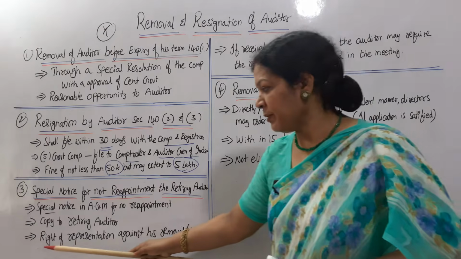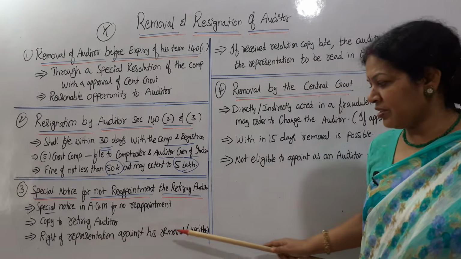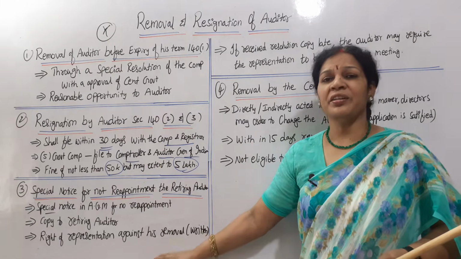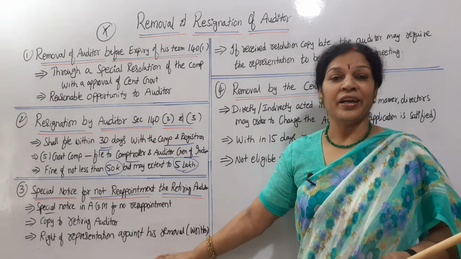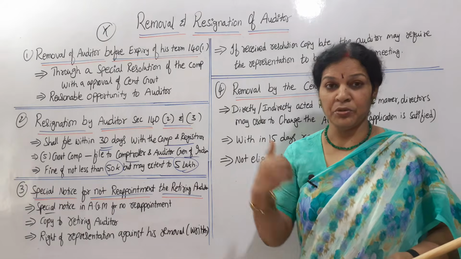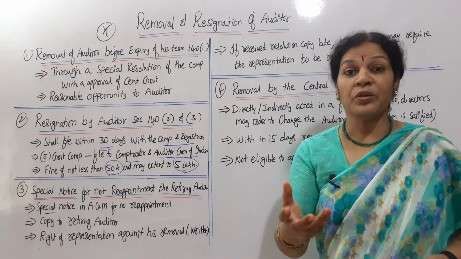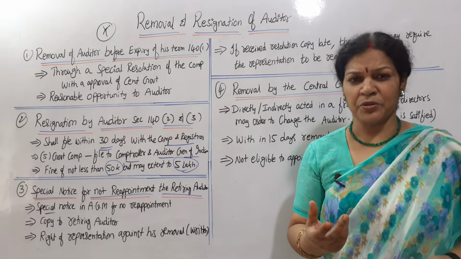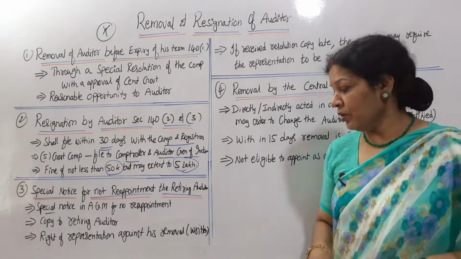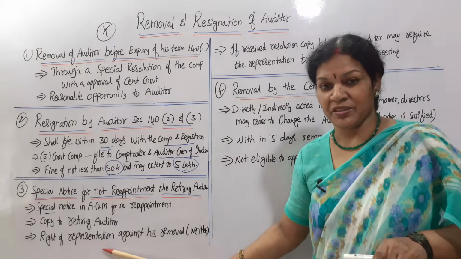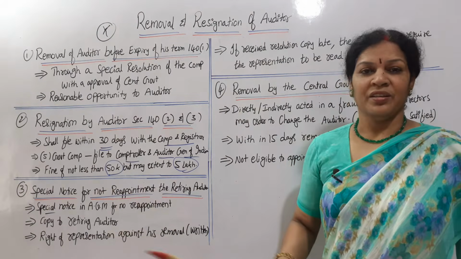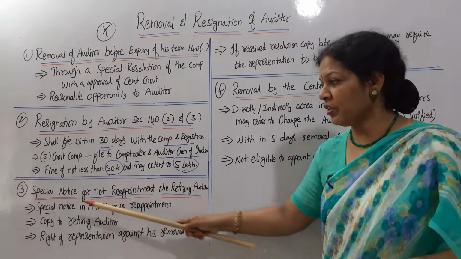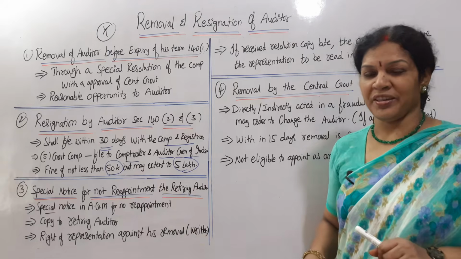And third one, remember, the right of representation against the removal. Though the resolution has been taken, the auditor still has enough right to express his views in writing. The auditor will be given a chance to speak about himself, his work or the company, anything through writing, that he can represent. Only after that is his removal or retention possible. So that is about the special notice for not reappointing.